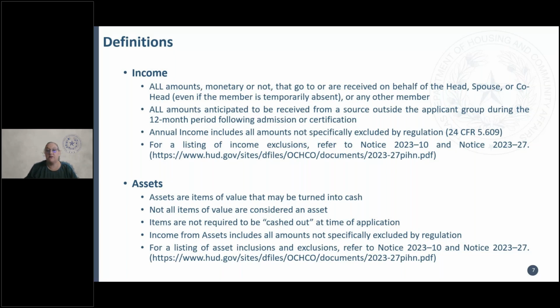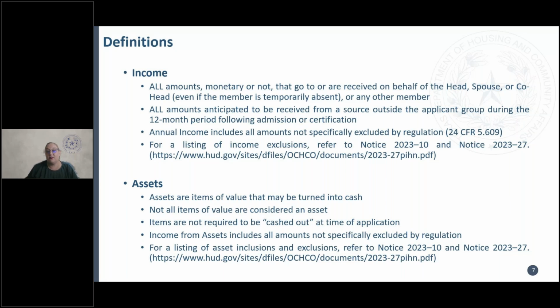Annual income includes everything that's not specifically excluded by regulation, which is 24 CFR 5.609. And for a list of some additional income inclusions and exclusions, you can refer to that HUD notice that's linked there. And we're going to talk about that a lot. That's where the HOTMA guidance really got laid out in a digestible way. And we are all able to really dig into that and discern what HOTMA essentially said.